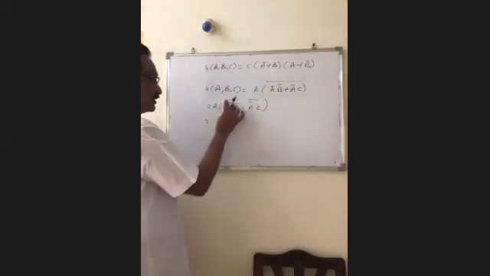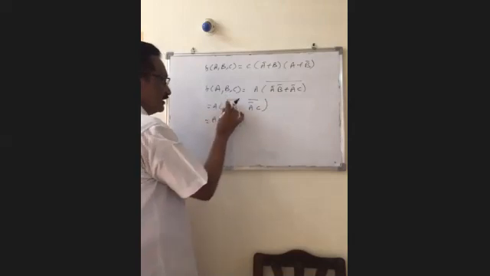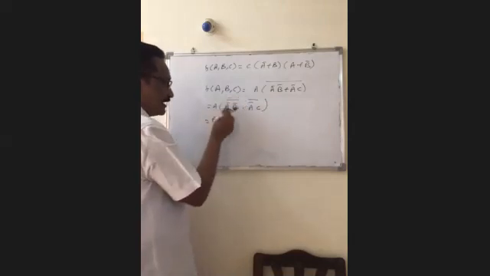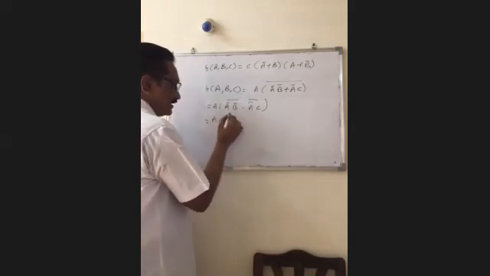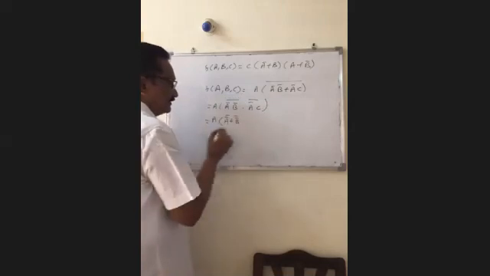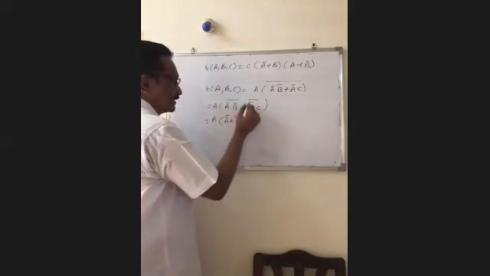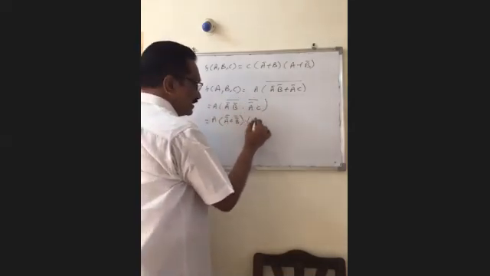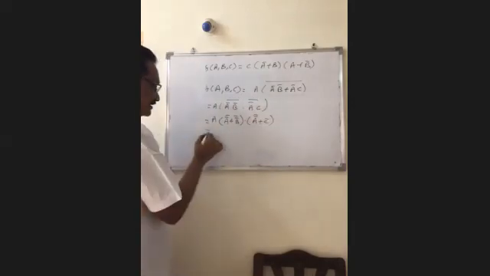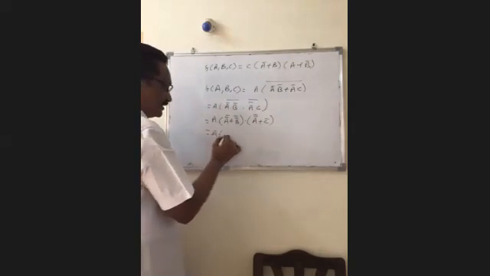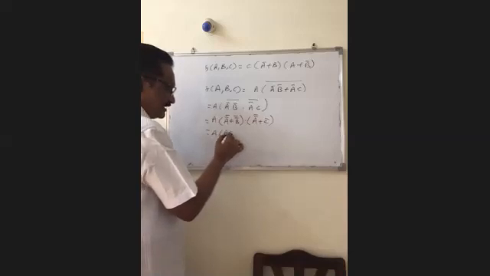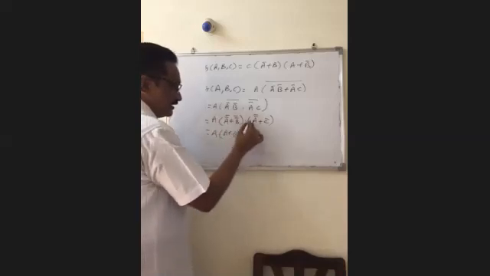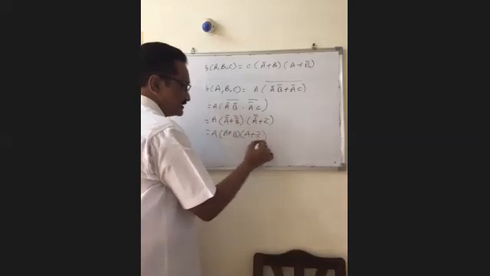Once again apply De Morgan's theorem here. A into xy whole bar equal to x bar plus y bar. So write this one as A bar bar plus B bar bar into A bar bar plus C bar. So here it is equal to, according to double complement law, A double bar equal to A. So write here A plus B into A plus C bar.